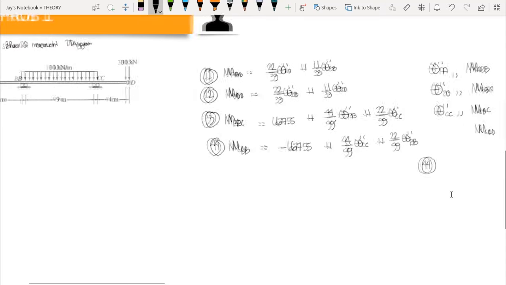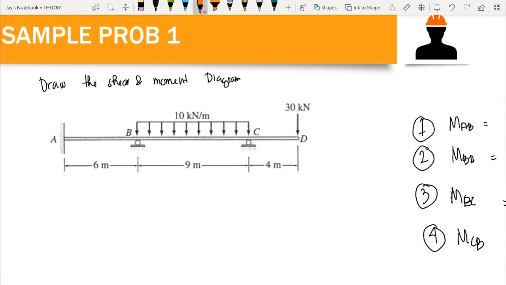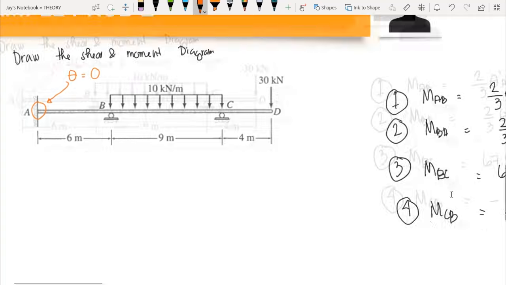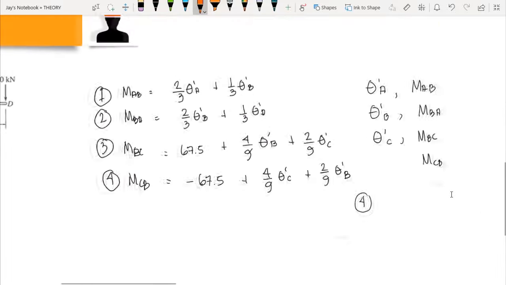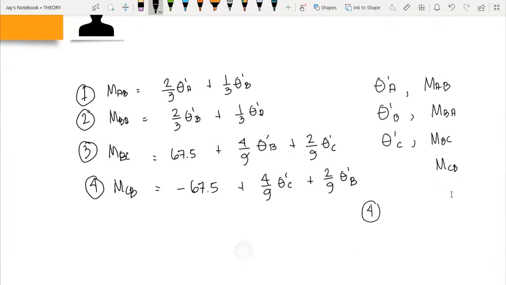Now take note, at support A, this is a fixed support, correct? That means, again, if we have a fixed support, our angle there is equal to 0. So we can add this to our equations. This is our fifth condition, in which our theta prime A is equal to 0.